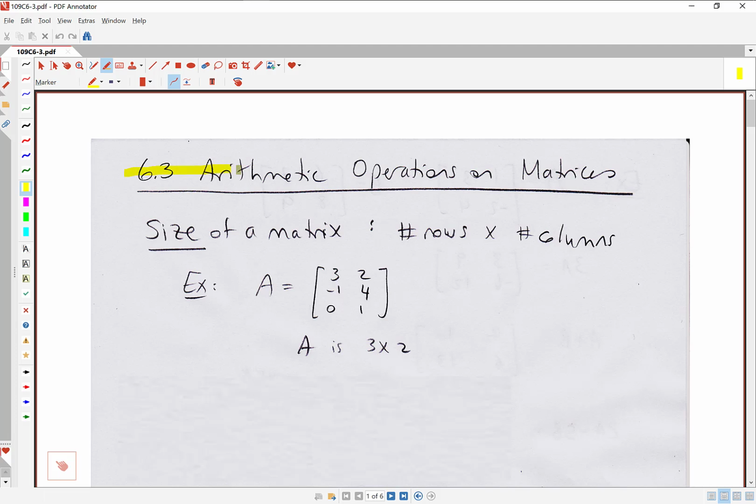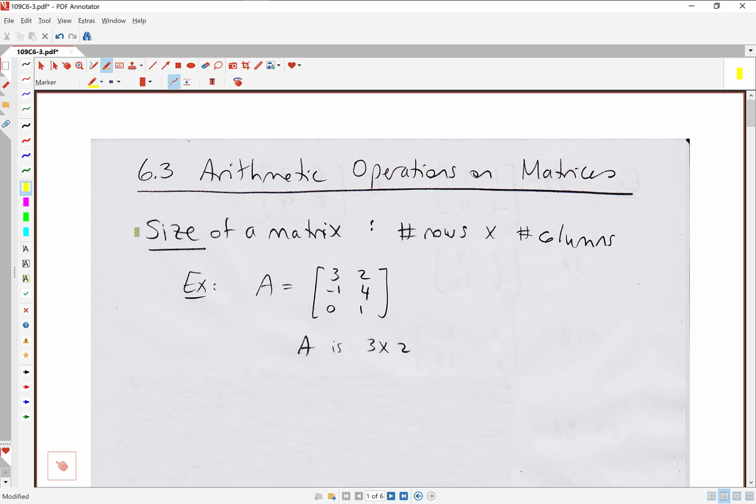In this video, we're going to look at arithmetic operations on matrices. So we're going to look at ideas like how to add matrices together, how to multiply matrices, and these tools will help us as we continue to solve systems of equations throughout Chapter 6.